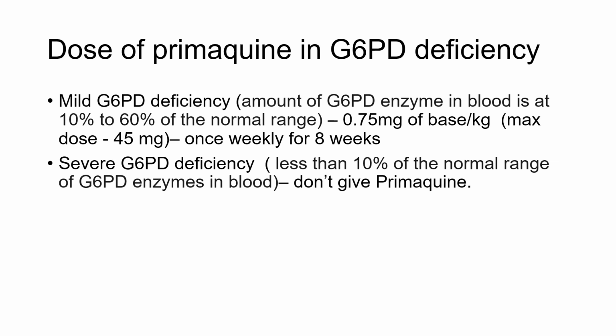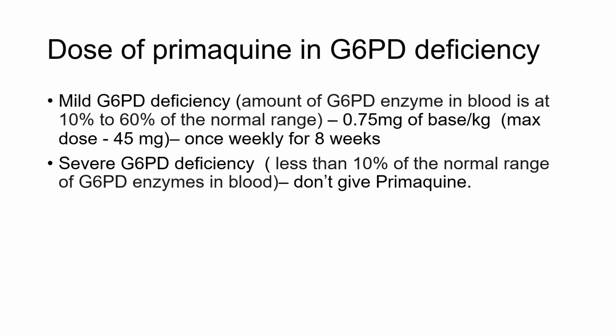Dafenoquine is contraindicated in G6PD deficiency, but primaquine can be used depending on the level of G6PD deficiency. So, what will be the dose of primaquine? In any patient with mild G6PD deficiency, that is, amount of G6PD enzyme in blood at 10 to 16% of the normal range, we can give 0.75 milligram of base per kg, but the maximum dose would be 45 milligram once weekly for 8 weeks. But even this dose may cause hemolysis in some patients.